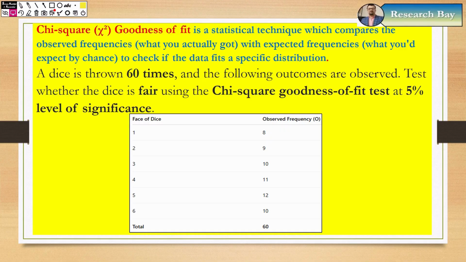So in case we are looking for number 1 on a dice and we have thrown the dice 60 times, herein we are provided with a table which tells us the observed frequencies of the different numbers 1 to 6 on the face of a dice. Out of those 60 times, we saw that 1 appeared 8 times, 2 appeared 9 times, 3 appeared 10 times, 4 appeared 11 times, 5 appeared 12 times, and 6 appeared 10 times. That makes a total of 60.